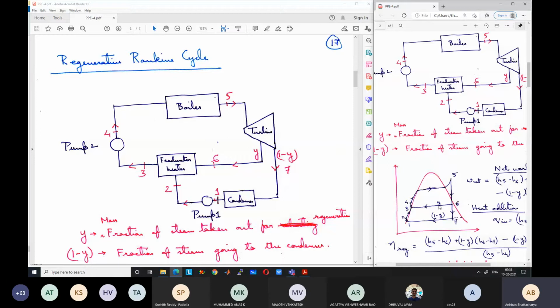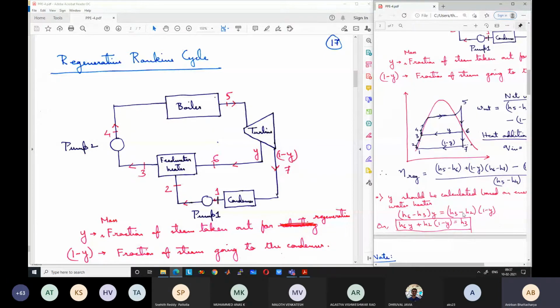Y should be calculated based on the energy balance of the feed water heater. I will show it here also. H6 minus H3 into Y is the energy lost by the steam, and this is equal to the energy gained by the condensate water, which is H3 minus H2 into 1 minus Y. So these two should be equal. From this energy balance, we can find the value of Y, because H6, H2 and H3 will be known to us.